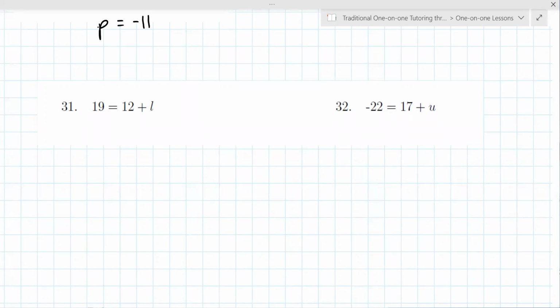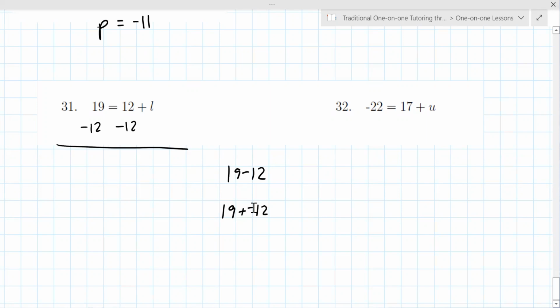Negative 31. For the first one, what did you subtract from both sides of the equation? 12. Minus 12 and minus 12. Okay. 19 minus 12. Are they same sign or opposite in sign? Opposite. So you figure out whether it's positive or negative by which one is further from zero. 19 is actually further from zero, so that tells you it's positive. Then you take the larger number and subtract the smaller. So it's positive 7. Okay. Go ahead and try the next one.